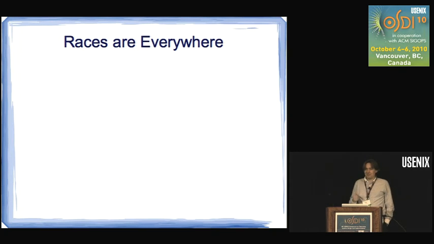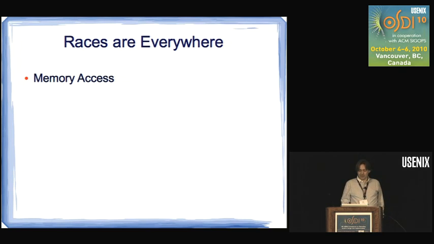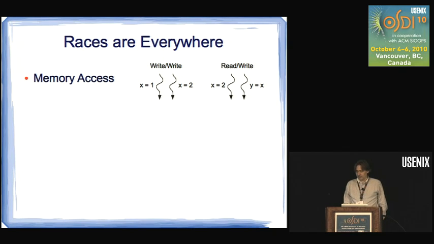In fact, races are everywhere. They appear at many levels of abstraction, as you've already seen in the last talk. They're at the memory access level, where two writes to the same variable can race to produce non-deterministic results in the variable. A read can race with a write to read a non-deterministic version of some variable.